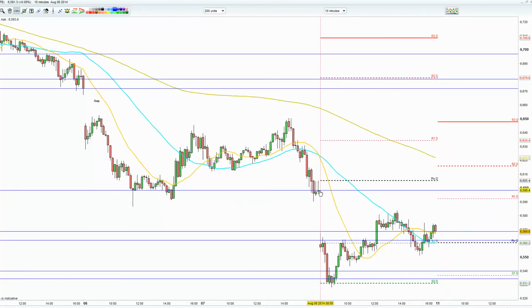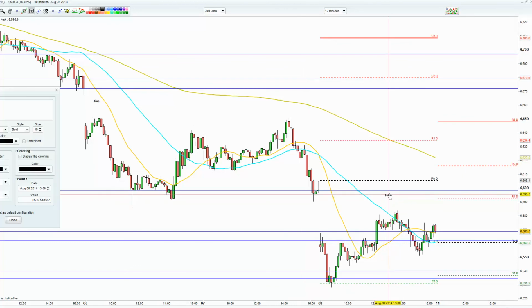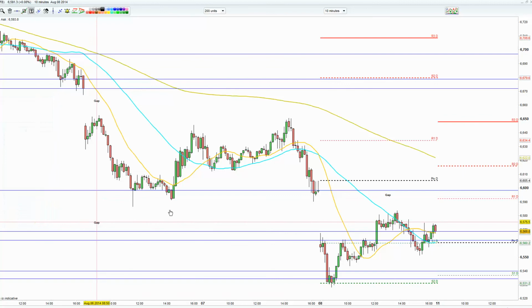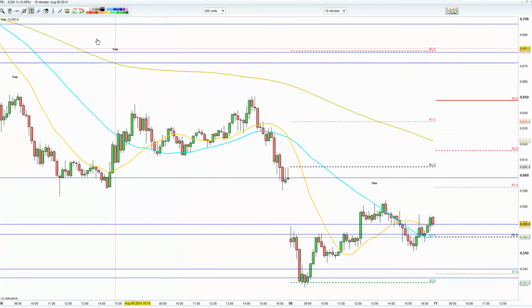First gap that must close is going to be this one here. Okay, so this gap here is currently at the 6600 level, so I expect that gap to close. Okay, that's basically what I'll be focusing on. From my perspective, you're looking at 6600 and 6670. They're the two gaps.